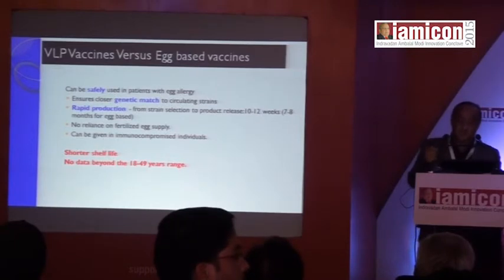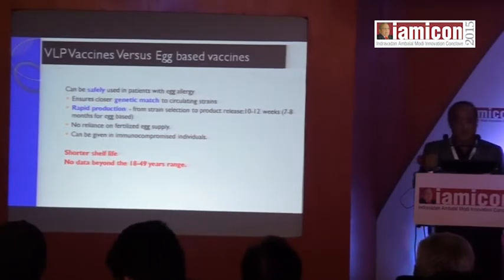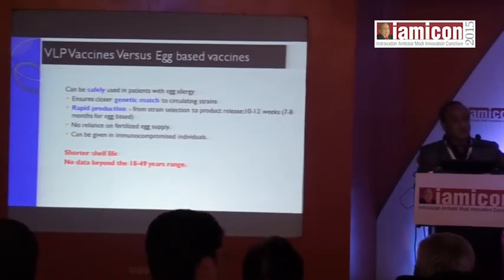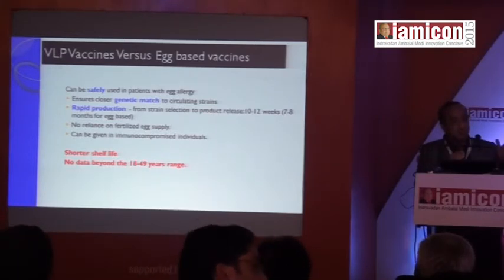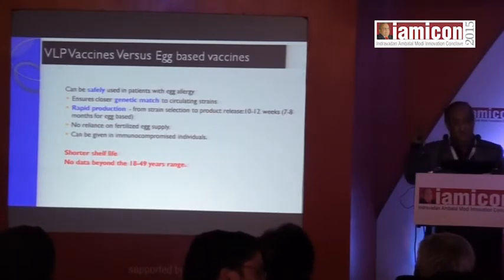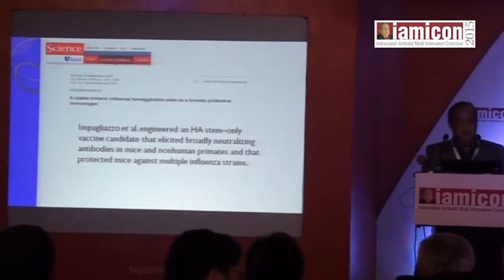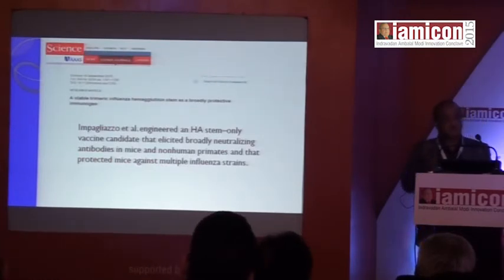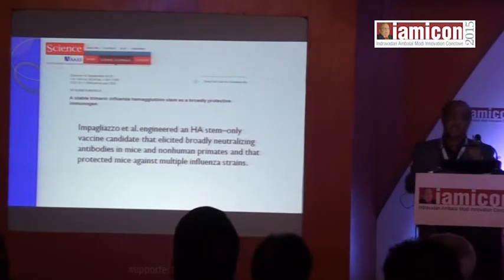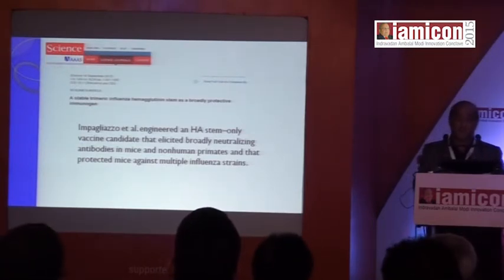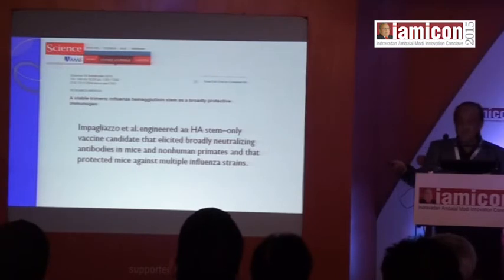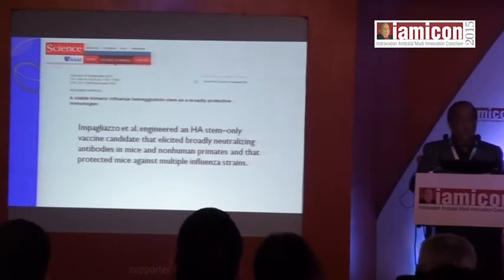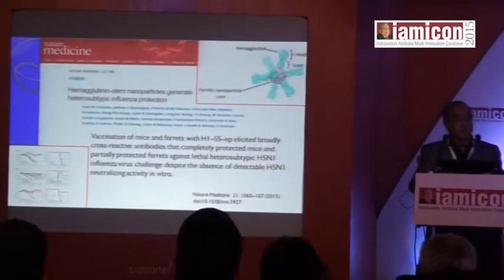However, the minus is that it has a shorter shelf life, and there is no data which shows that it is effective in ages less than 18 or more than 50 years of age. But the real revolution in influenza vaccines were these 2 papers which were published on exactly the same date, the 24th of August this year. This is a paper in Science, and the same day there was a paper in Nature Medicine.